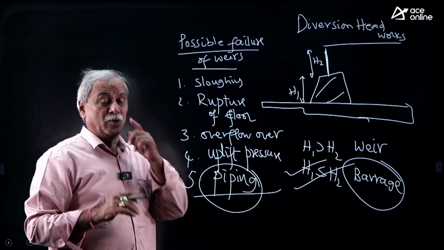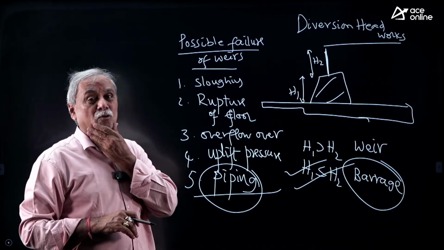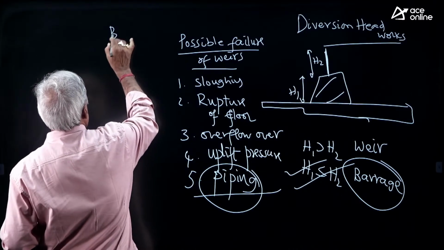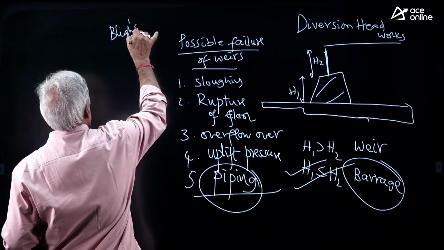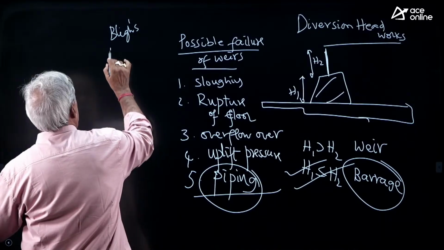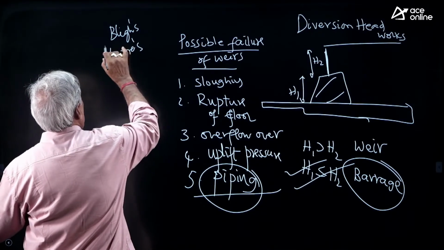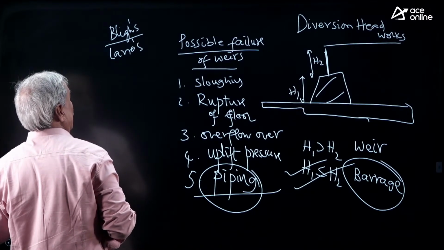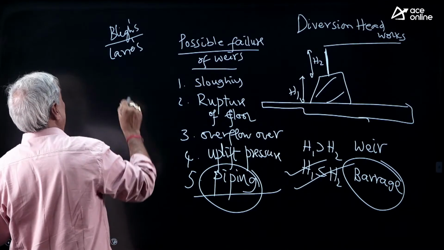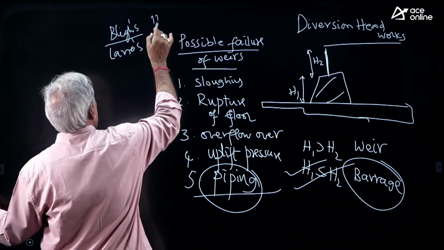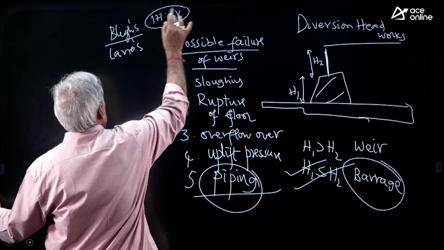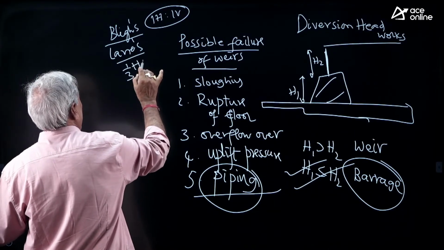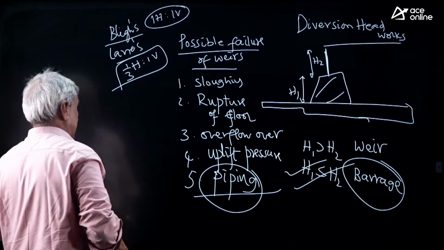There are 3 theories available: Bligh's theory, Lane's theory, and Khosla's theory. Bligh's theory is called Bligh's creep theory. Lane's theory is called Lane's weighted creep theory. While calculating the creep length to protect the weirs from piping failure, Bligh's theory takes the creep length calculation as 1 horizontal to 1 vertical. More scientifically, Lane is considering 1/3 horizontal to 1 vertical. Lane has taken a more scientific approach.